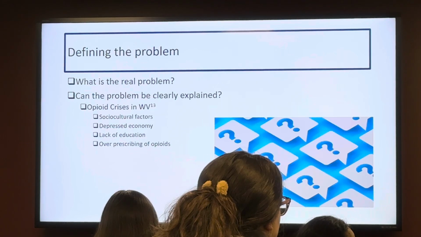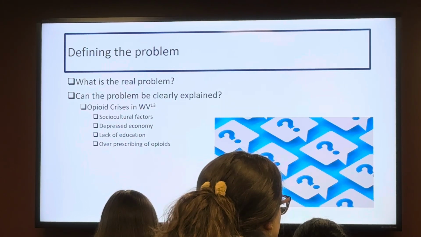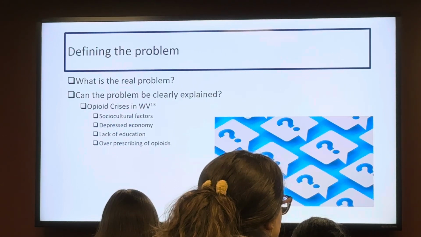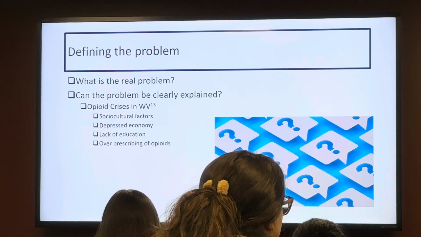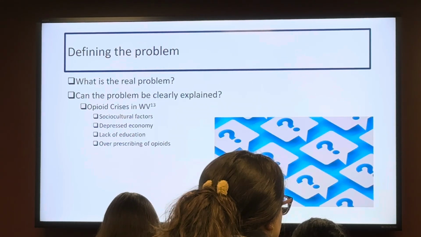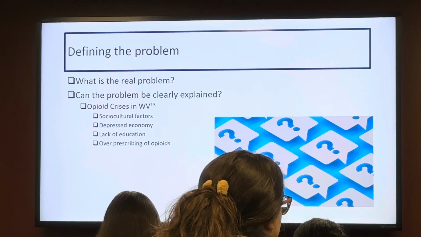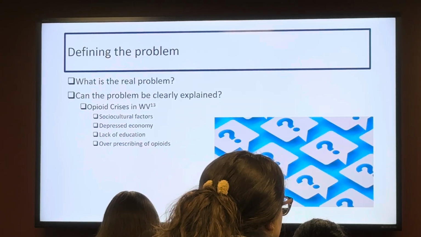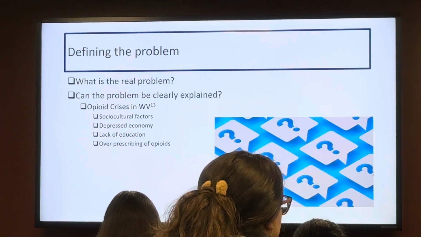And when we think about the opioid crisis, and this is an article somebody wrote about West Virginia, what's the problem here? Is it just the culture? These people who just do drugs? Well, maybe there are small groups that do that. Was it the depressed economy? Was it a lack of education? Or was it just the overprescribing of opioids?